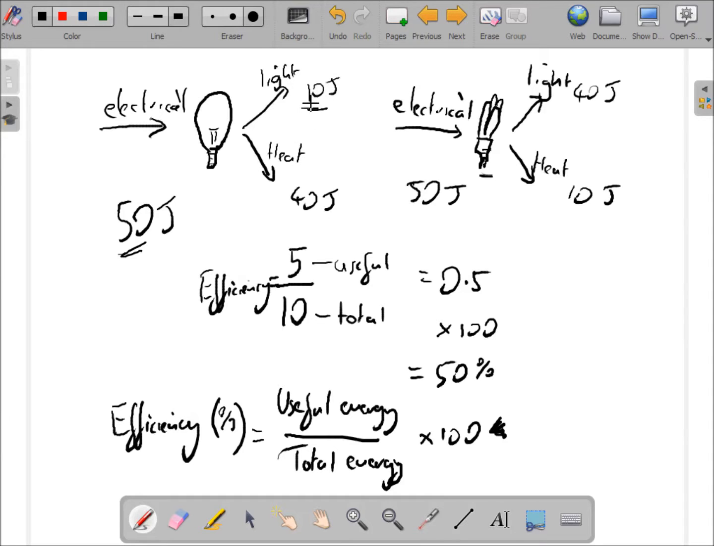So for this example here, for instance, we'd have 10 divided by 50, so we'd have 20% efficiency. Here we'd have 40 divided by 50, 0.8, so we'd have 80% efficiency.